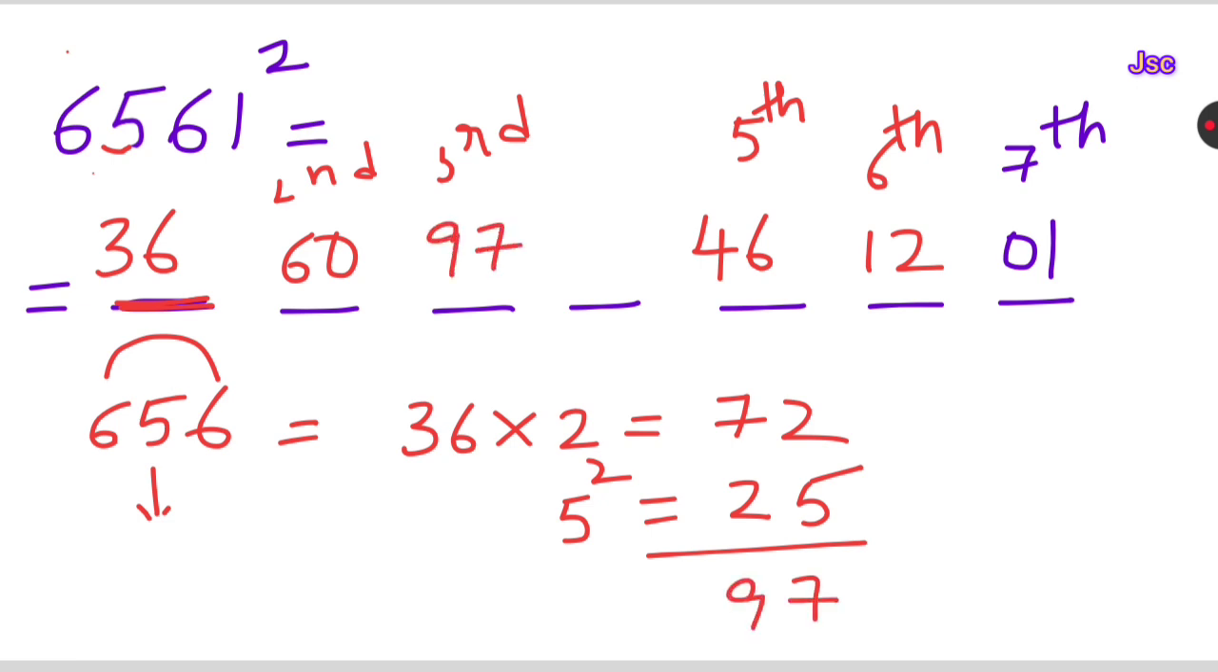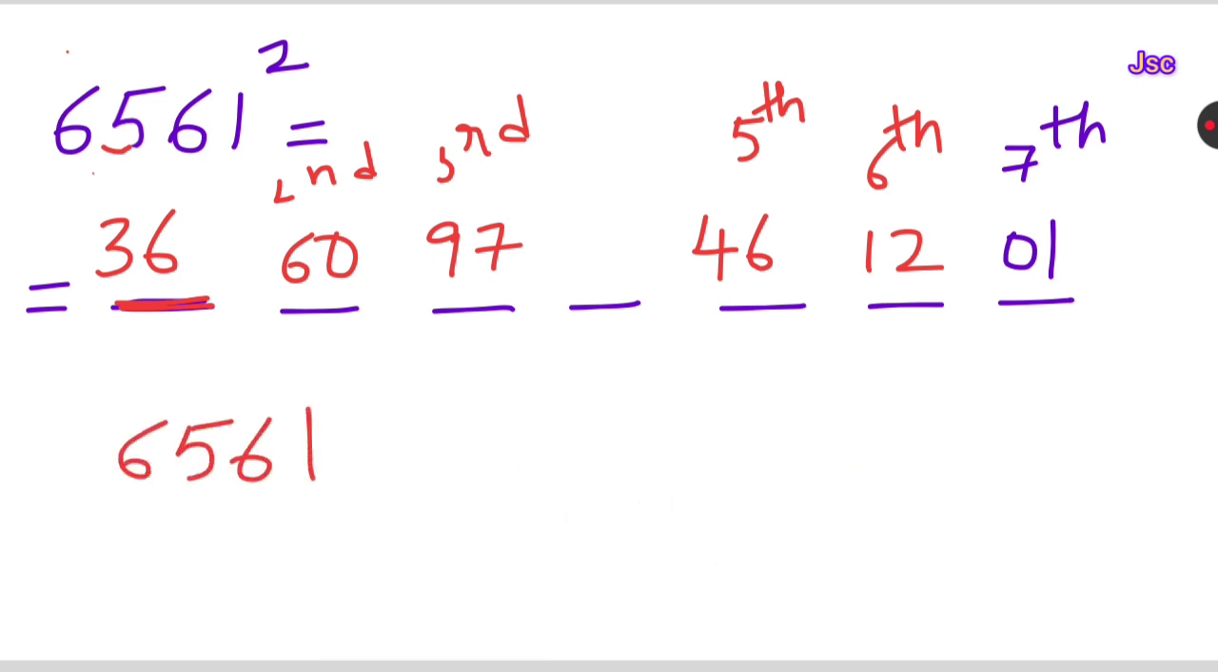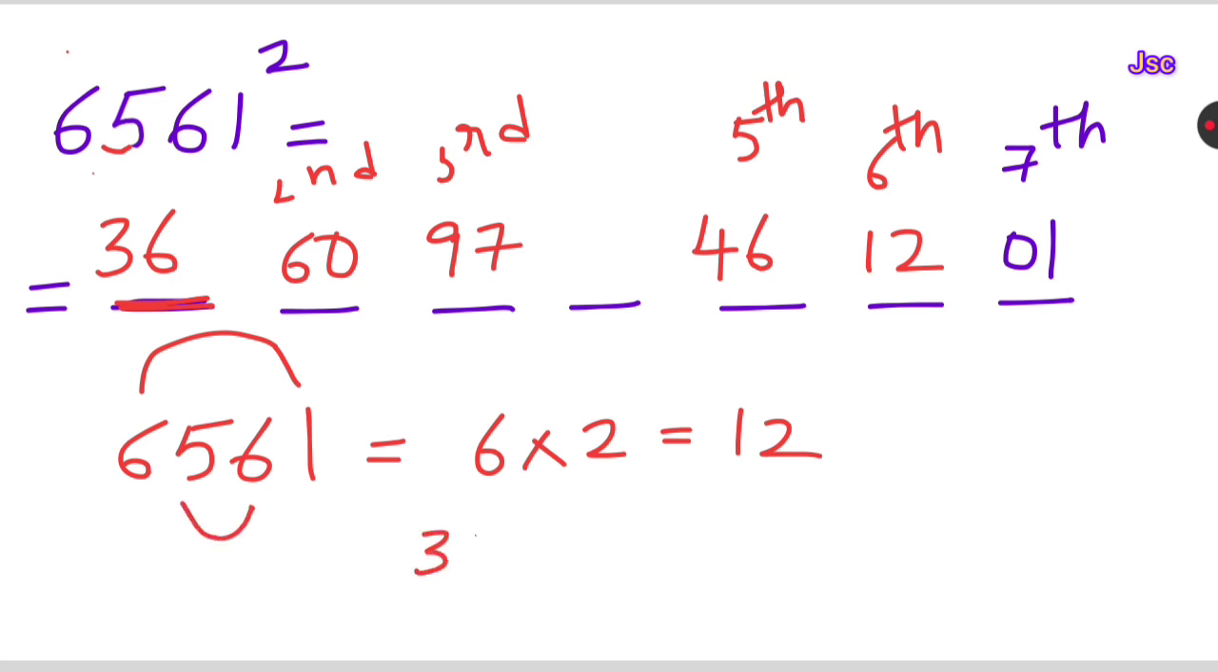Now for the 4th position you take all the numbers, which are 6, 5, 6, 1. So here also what we do is multiply the extremes. 6 times 1 is 6, then double it, which is 12. Then take the middle numbers. 5 times 6 is 30, then double it, 60. So after adding, you will get 72. So write the 72 in your 4th position.